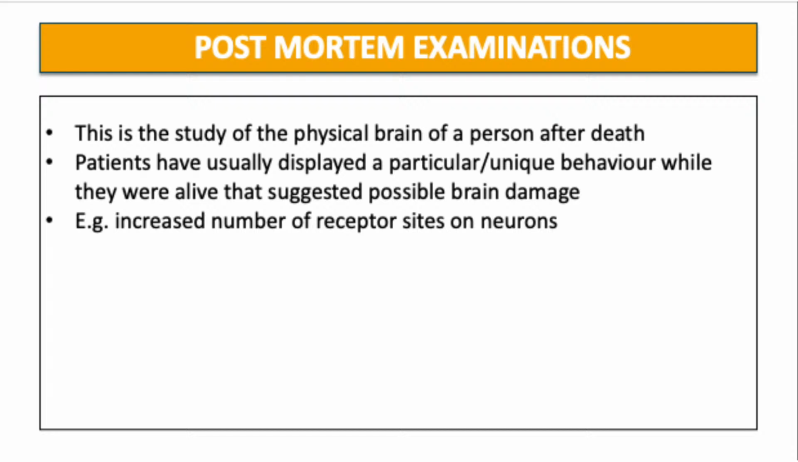Okay, our last brain scanning technique then, we've got our post-mortem examinations. So this is the study of the physical brain of a person after death. Now, the reason why a post-mortem would be carried out is because patients might have displayed a particular or perhaps unique behaviour while they were alive that suggested possible brain damage. So, for example, increased number of receptor sites on neurons.